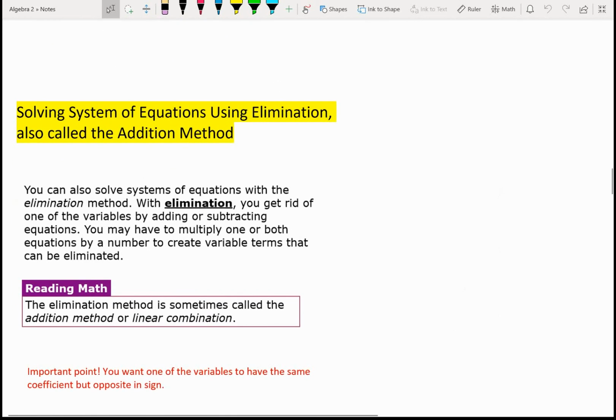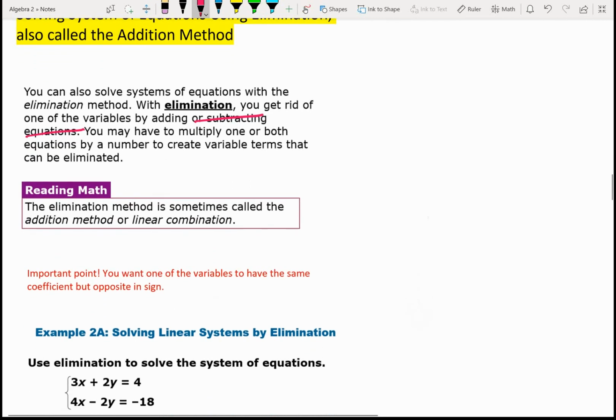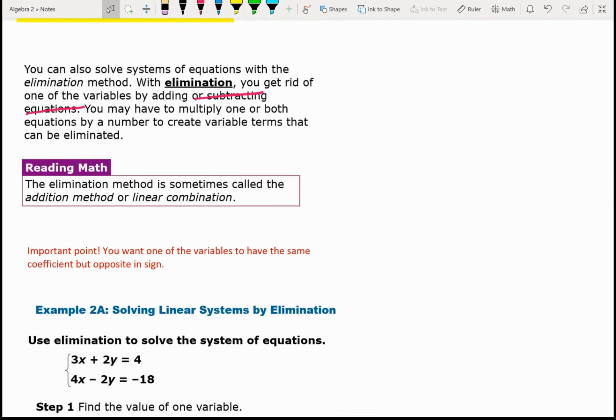Elimination, I think, is a little easier. So we'll look at solving systems of equations using elimination, also called the addition method. You can also solve systems of equations with the elimination method. With elimination, you get rid of one of the variables by adding or subtracting. I generally ignore subtracting. Basically, we always add, because after all, subtracting is just adding a negative number. So you may have to multiply one or both equations by a number to create variable terms that can be eliminated. The elimination method is sometimes called the addition method.